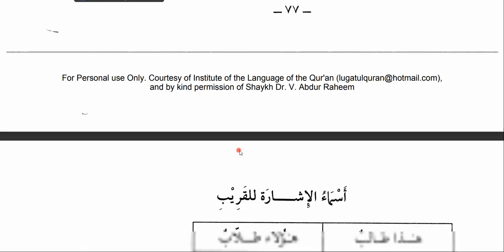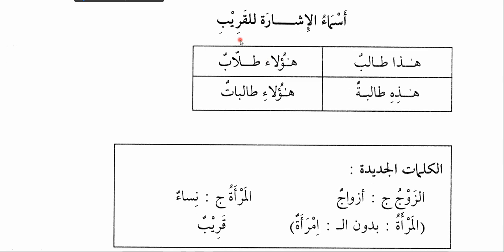Let's move on to the next. Asma ul ishara lil qareeb. Now the asma ul ishara we did here in lesson number 13 are hadha talibun and hadhihi talibatun. This is for feminine, this is for male, and for both of them we can use haulai as we did before. So in our al kalimat al jadid, it's zawj, azwaj. Zawj can mean pair, couple or husband.